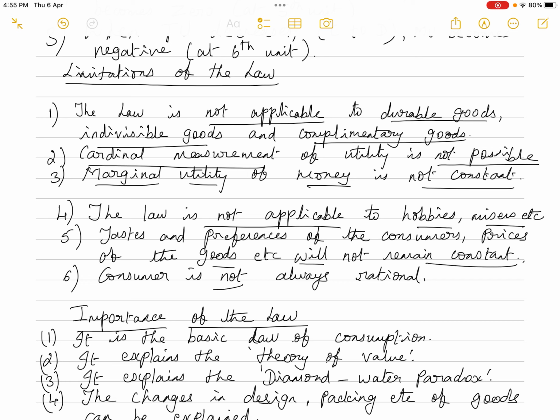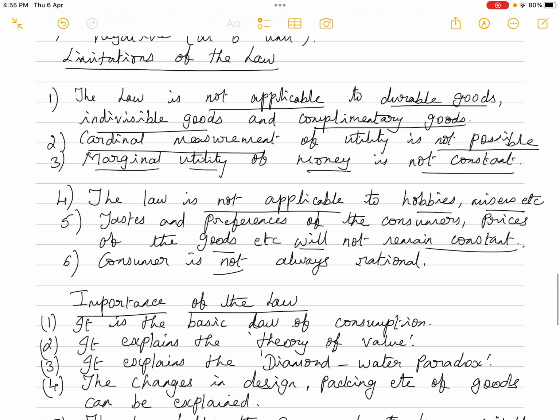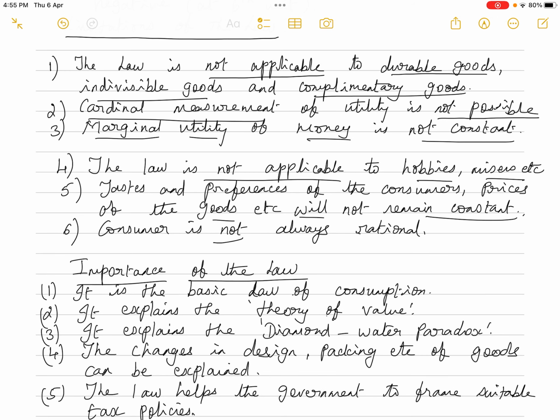Marginal utility of money is constant, but in actual practice the marginal utility of money is not constant. At some point of time, the consumer will think, why should I spend on mangoes? Why should I decrease my pocket money when the mango is giving me lesser and lesser satisfaction, isn't it? So the marginal utility of money is not remaining constant in practice.